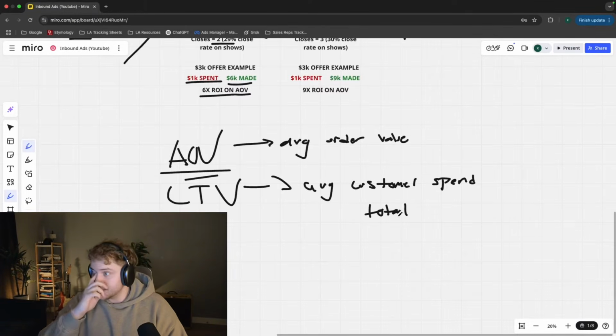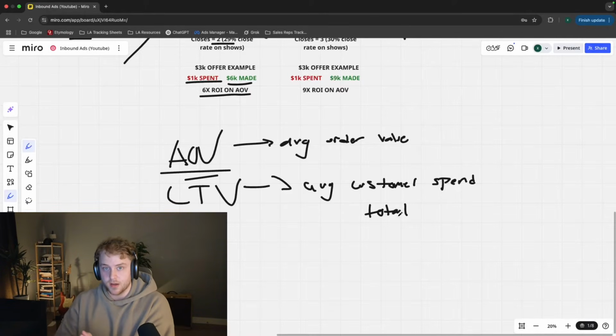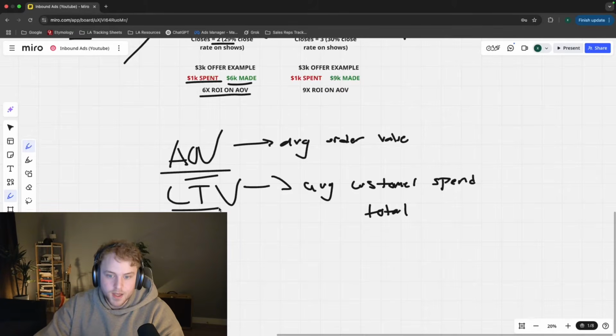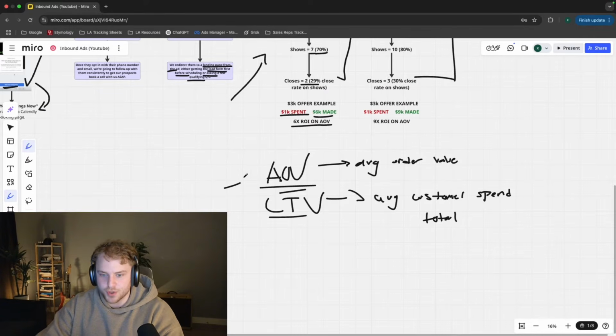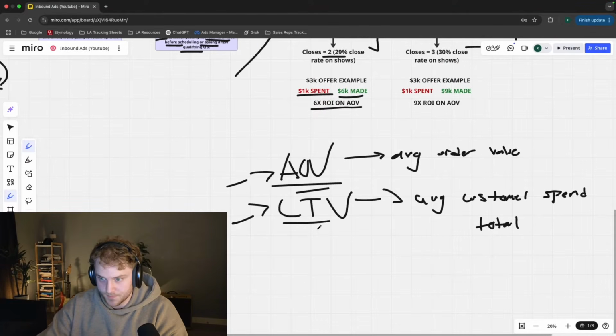So if you have clients staying for 6 months on average with your agency and they pay you 1K a month, and you've calculated the average amount they spend in its entirety, that's called LTV. So these are very crucial terms when we're running paid ads, to know the difference between these two terms.